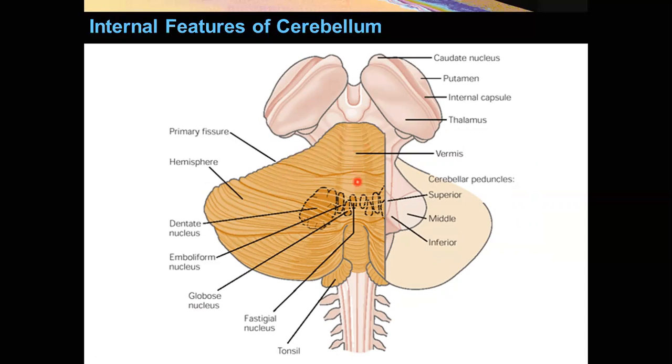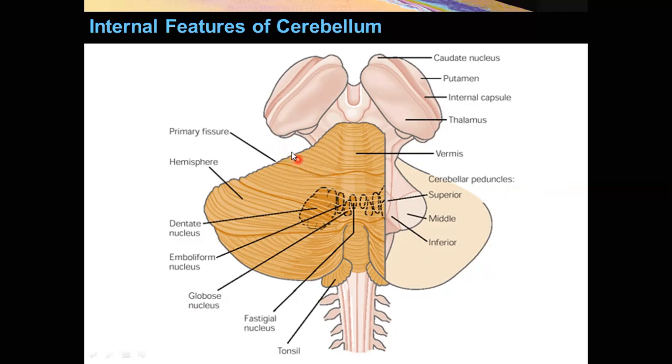Again, here is the vermis, the cerebellar hemispheres, and the cerebellar peduncles: superior, middle, and inferior peduncles. These are the cerebellar nuclei from inside to outside. These nuclei are the fastigial nucleus, globose nucleus, emboliform nucleus, and the dentate nucleus.